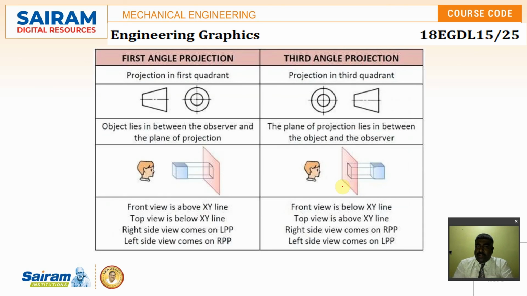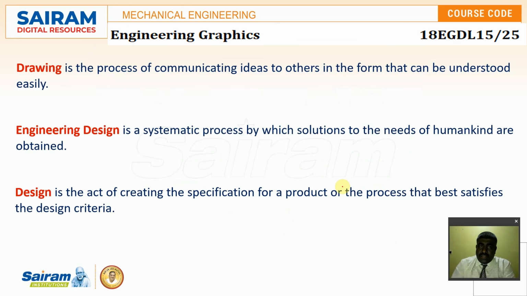First angle of projection is used by European and Indian countries, whereas third angle is used by the United States. Coming to the last point, drawing is the process of communicating ideas to others in the form of drawings that can be understood easily. Engineering design is a systematic process by which the solution to needs can be obtained, and design is the act of creating the specification of a product or process that best satisfies the design criteria. In the next video, we will see orthogonal projection. Thank you.